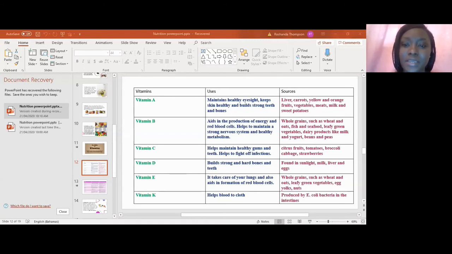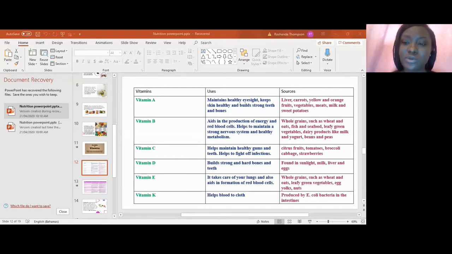Vitamin B. We know that vitamin B has two main functions, but it also has other functions. And the two main functions are firstly to produce energy and to help in the production of red blood cells. It also helps to maintain a strong nervous system and a healthy metabolism.